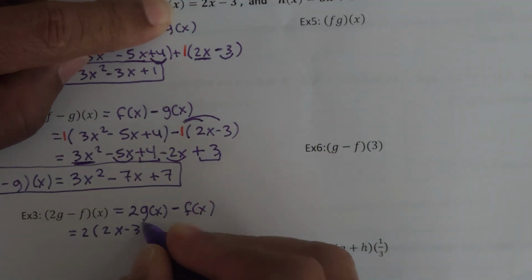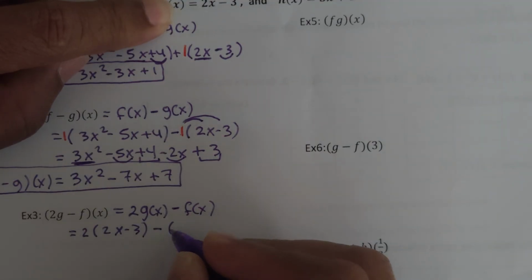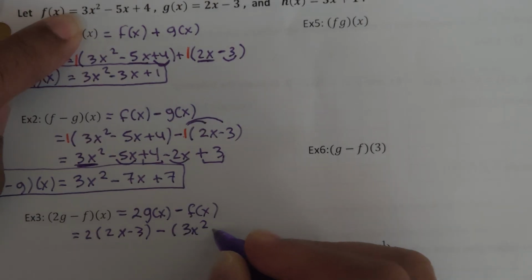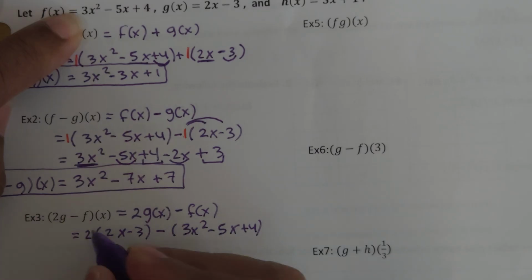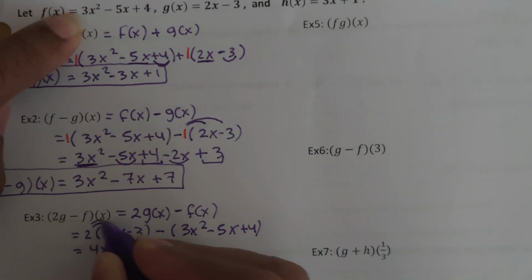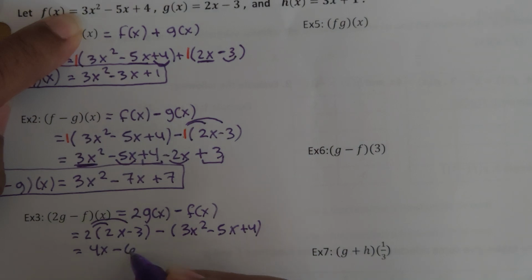So 2x minus 3, and then subtract, open parentheses again, copy what f of x is equal to, which is 3x squared minus 5x plus 4. Okay, so I'm distributing here. 2 times 2x is 4x. 2 times negative 3, that's a minus 6.